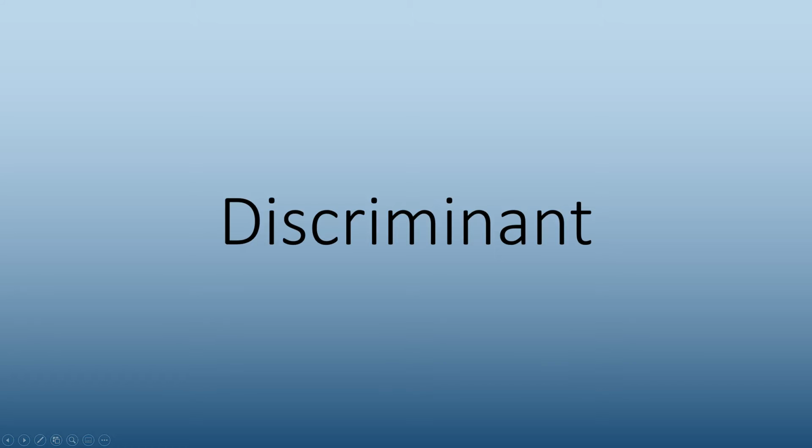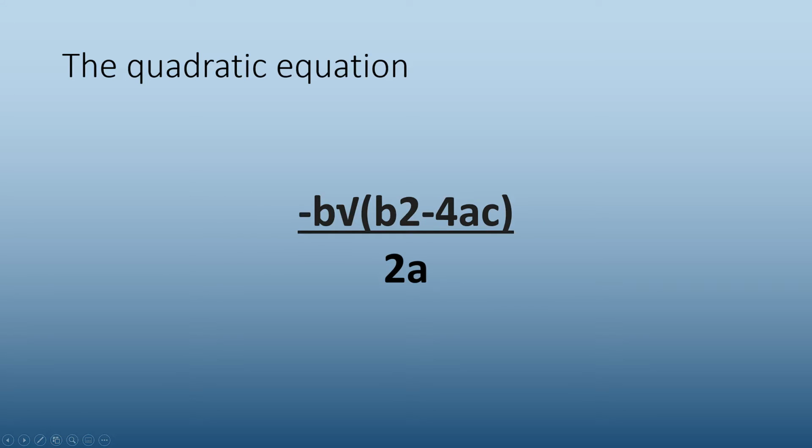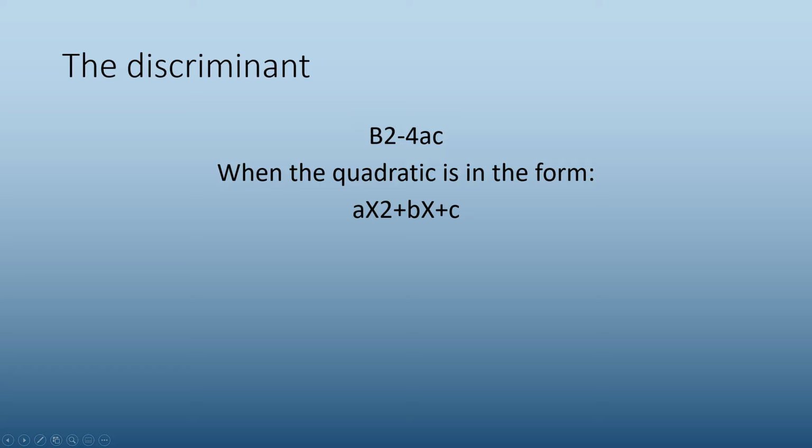In this episode we will be looking at the discriminant. If you didn't know, the discriminant is the part within the square root of the quadratic formula. It is b squared minus 4ac when the quadratic is in the form ax squared plus bx plus c. But what can you do with this, you may ask?